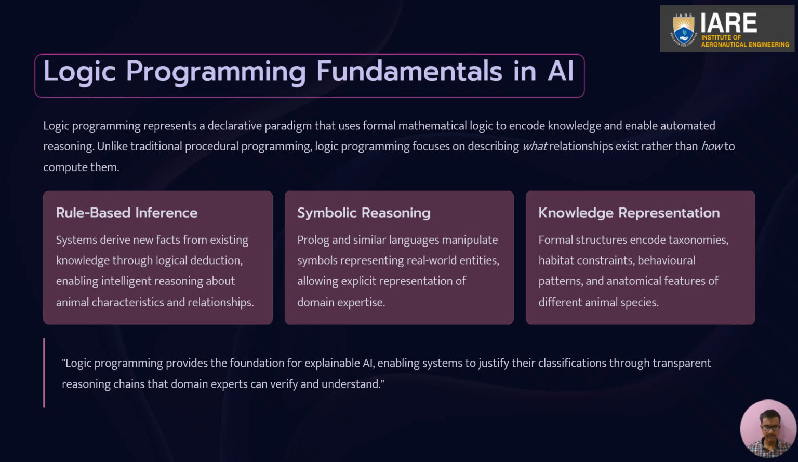One is rule-based inference. Systems derive new facts from existing knowledge through logical deduction, enabling intelligent reasoning about animal characteristics and relationships. Symbolic reasoning. Prolog and similar languages manipulate symbols representing real-world entities, allowing explicit representation of domain expertise. Knowledge representation. Formal structures encode taxonomies, habitat constraints, behavioral patterns, and anatomical features of different animal species.